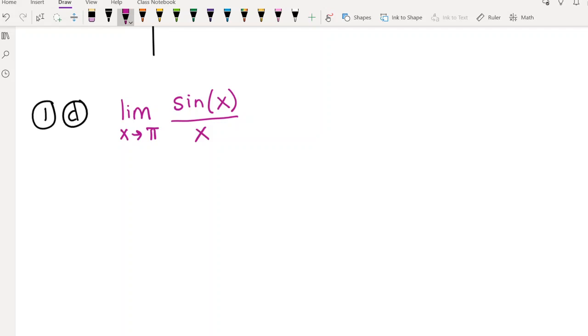If it's that type of function, and if it's defined at the x value that you're looking at, then you can just plug that number in. So in this case, let's at least try it, right? So let's try to plug in pi. So we would get sine of pi divided by pi.